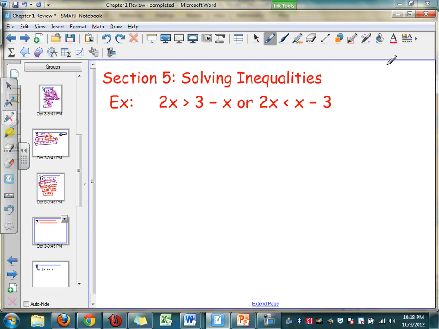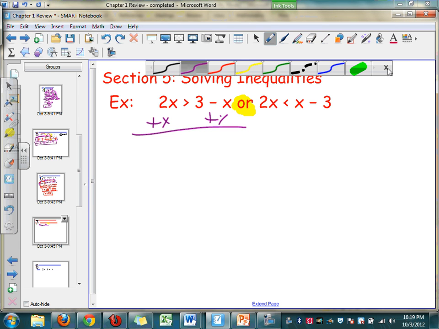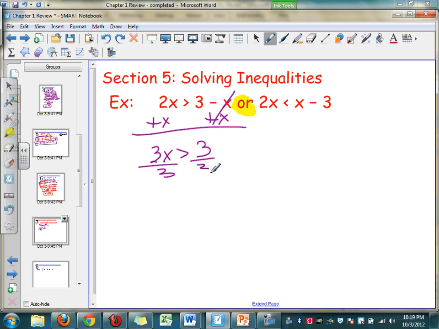So in section 5, we're solving inequalities. Now, the question I have for you is whenever you're solving an OR inequality, what do the graphs look like? Do they overlap, or do they go in opposite directions? Since it is an OR, we know that they're going to go in opposite directions, so I just simply need to solve each one of these. So I'm going to add x to both sides here. That's going to be gone. I'm left with 3x is greater than 3. Divide by 3, and x is greater than 1.